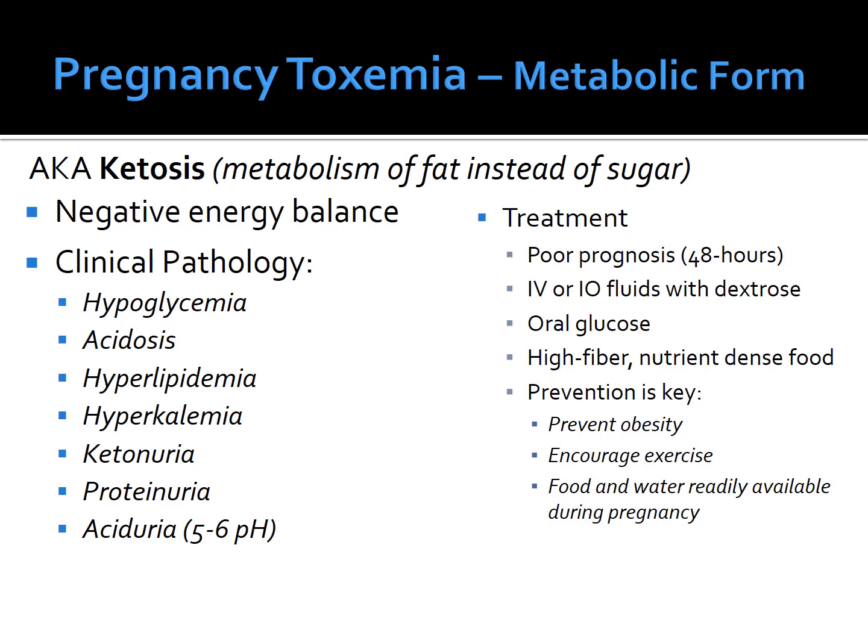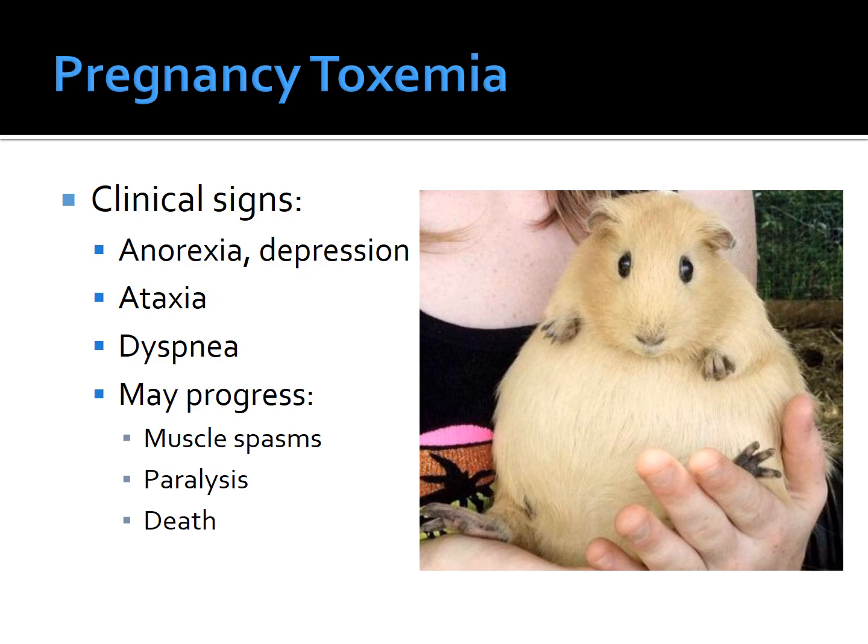Another type of toxemia is pregnancy toxemia, which is a ketosis. So this is where the animals are metabolizing fat instead of sugar. It's a result of a negative energy balance. So if you've got a female guinea pig coming to your clinic and they are just presenting poorly, check their blood work, see if they are in acidosis, see what their glycemia level is. Treatment: IV fluids, dextrose, oral fluids, oral glucose, but really this has a poor prognosis and it's better to prevent than treat. Preventing obesity, making sure the animals are moving around, and making sure that they have food and water readily available during pregnancy.